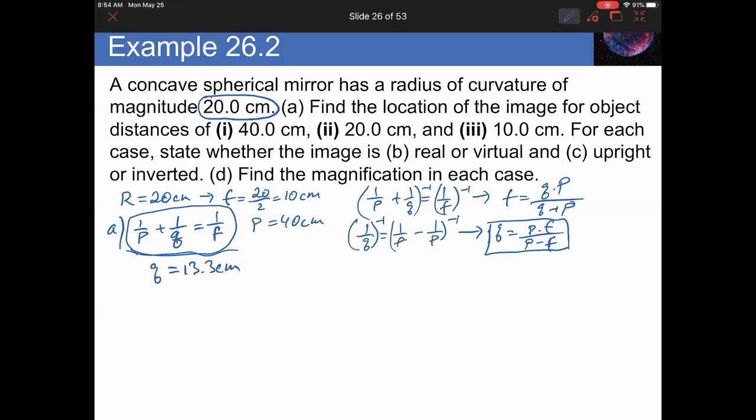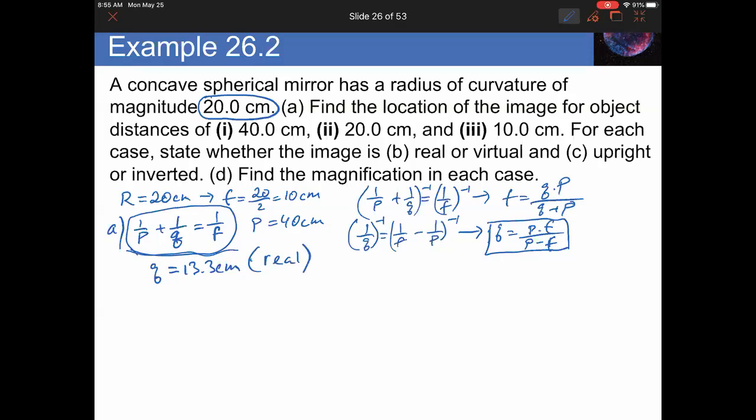Now, that means the image, right? Image is positive. Remember, positive image distance. Positive image distance means it's in front of the mirror, which means it has to be real. So this is, let's say, part B. It says find real or virtual. So here it's real.